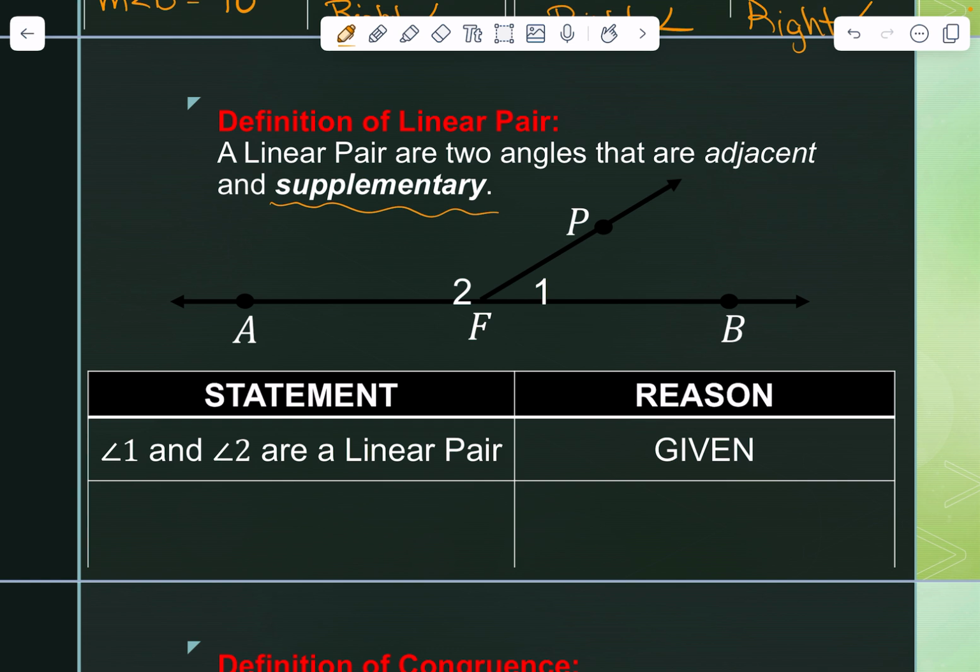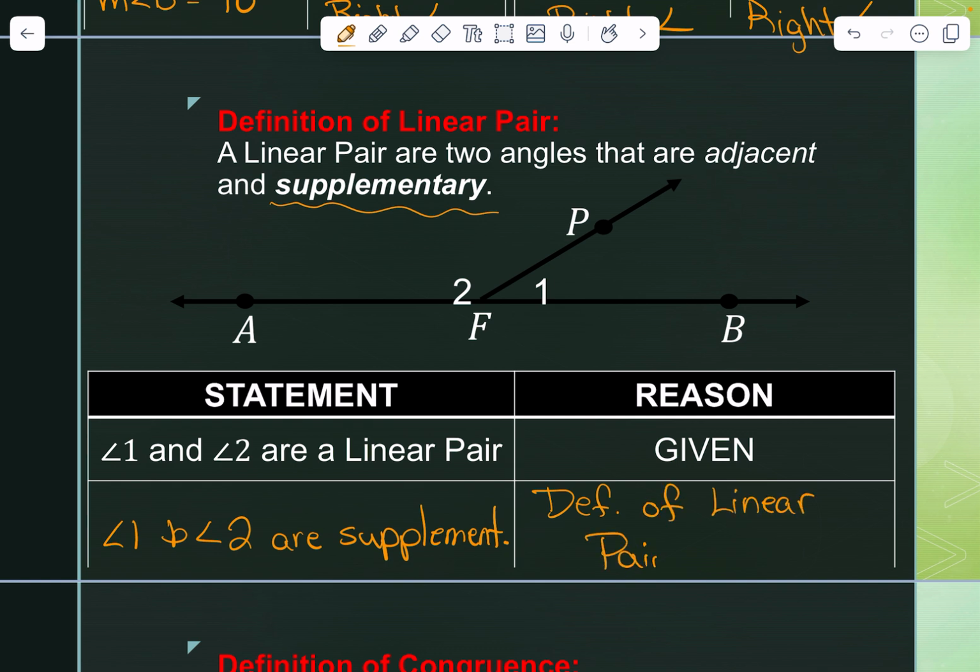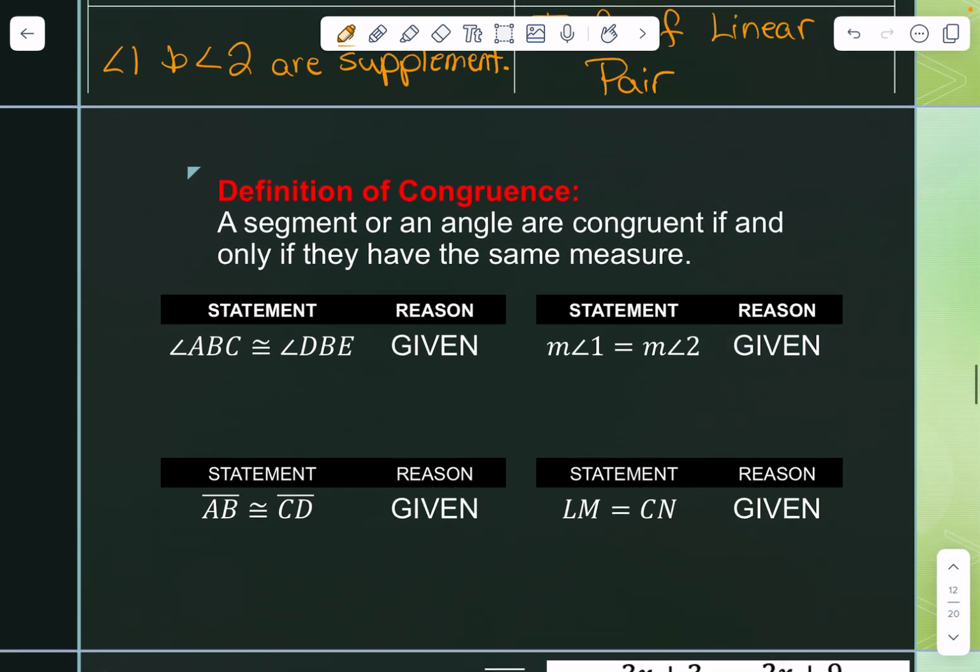Okay, linear pair. Now, linear pair is kind of special here because linear pairs tell me that they are adjacent and supplementary. So we do not know what they add to, we just know they're supplementary. So if angle 1 and angle 2 are a linear pair, then angle 1 and angle 2 are supplementary. And that is by definition of a linear pair.